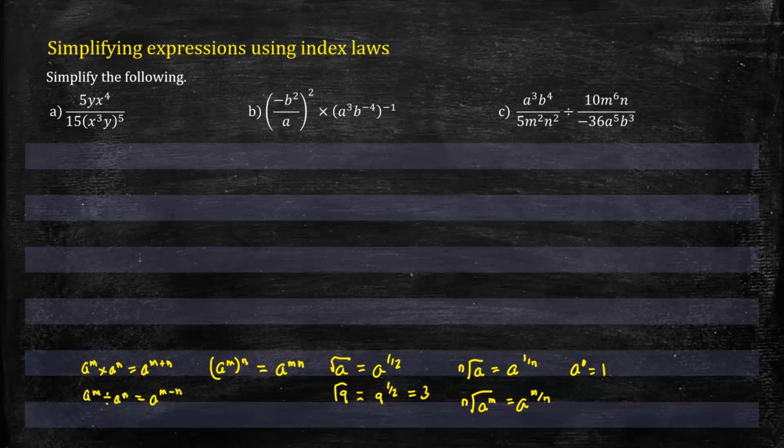In question A, we have (5y x^4) divided by (15 x^3 y) all to the power 5. So the first thing you can do here is simplify the 5 and the 15 to give you 1 on 3. And we have y to the power 1, x^4 in the numerator. In the denominator, we have a bracket, so we'll multiply these powers. So 3 times 5 is 15, so that's x^15, times y, which is y^1, and 1 times 5 is 5, so that's y^5.